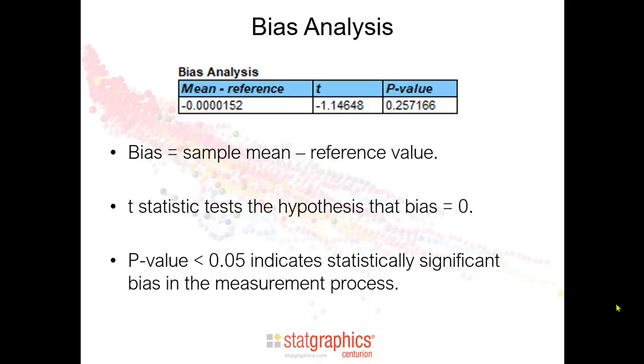The bias analysis calculates bias, which is defined as the sample mean minus the reference value. The t-statistic, shown here, tests the hypothesis that the bias equals 0. The p-value, if less than 0.05, would indicate statistically significant bias in the measurement process. In this case, there is no significant bias.